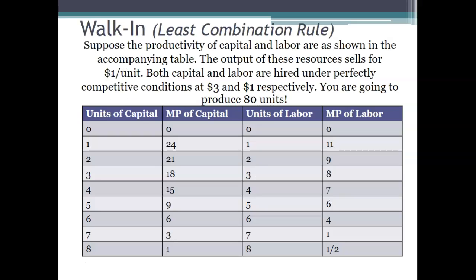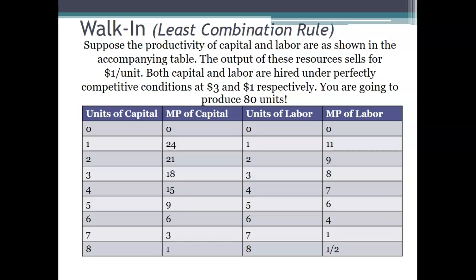So first off, the least cost combination. You start with this kind of scenario. Suppose the productivity of capital and labor are shown in the accompanying table. The output of these resources sells for $1, so every unit being sold sells for $1. Both capital and labor are being hired in perfectly competitive conditions, which, as we're going to find out later, means all the units are going to be hired for the exact same wage: $3 for capital, $1 for the actual labor.